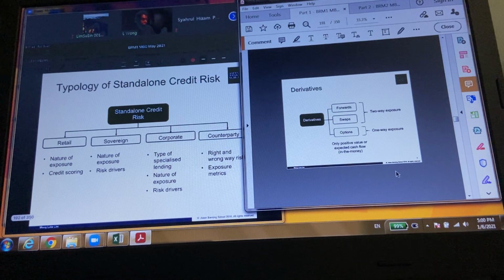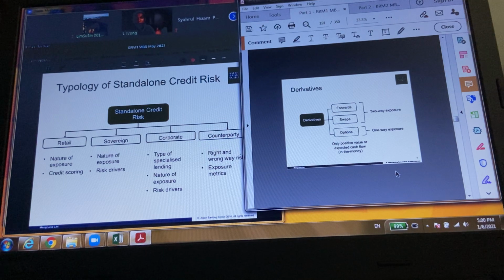After that, I will not touch on this in detail. For example, what are the areas that you need to look at? Retail, sovereign, corporate, counterparties. I will just touch on certain key areas, like the right way and the wrong way risk. What are they? We will talk about that. The rest I will not cover, because I can leave it. I will just touch on it and explain briefly why I don't cover it.